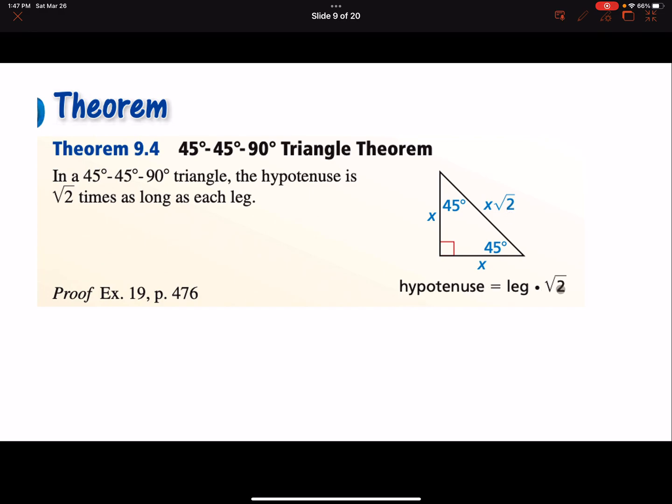Or if you really want to write that down without all the sentences, hypotenuse equals one of the legs times root 2. Pause the video to write this down. Please make sure you know this.